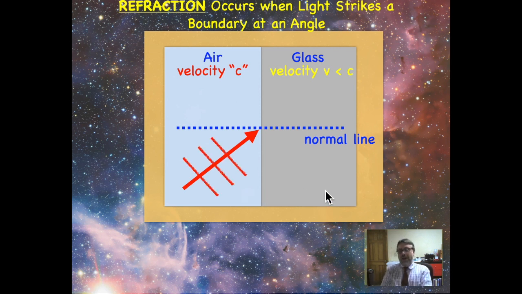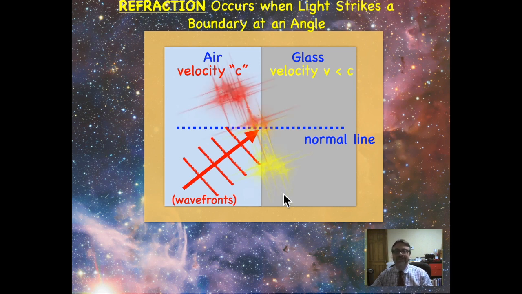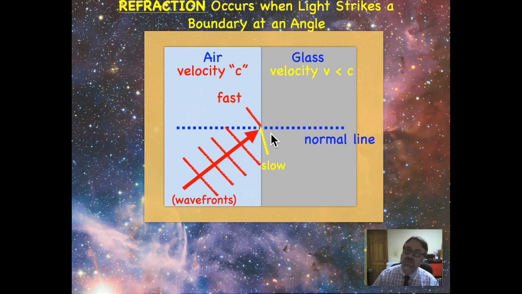Remember, a ray really just represents how these wave fronts are moving. So the ray is just a mathematical trick we work with. It really represents how these wave fronts are traveling towards the boundary. But as these wave fronts travel towards the boundary, this entire wave front is not going to hit all at once. What you see here is this part of the wave goes into the glass and immediately slows down. But on the other side of the ray, that part of the wave front hasn't entered the glass yet. It's still in air, so it's still moving fast.